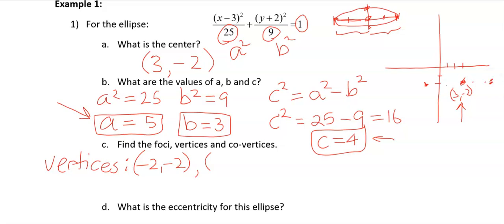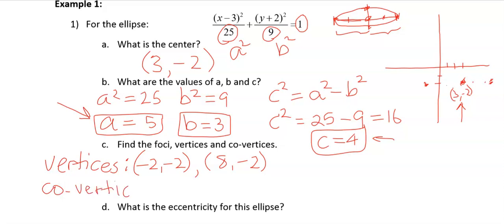So I just add 5 to the 3, and I will get 8, -2. There's my vertices: -2, -2, and 8, -2. Well, what do you want to get next? You want to get the covertices? All right, let's get the covertices.